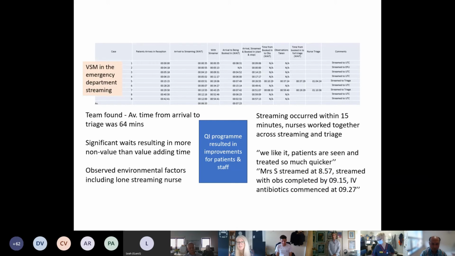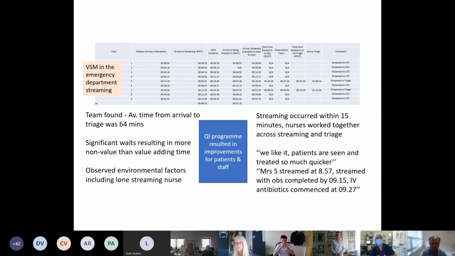There was no water for patients, and of course they're waiting a long time. So this formed part of the QI for this trust. It's one part of their information, so it's about gathering lots of information together. But actually, when we've done some tests for change, we managed to get the streaming down to 15 minutes because we value stream mapped again. 15 minutes, nurses working together across streaming and triage, so just increasing the capacity.